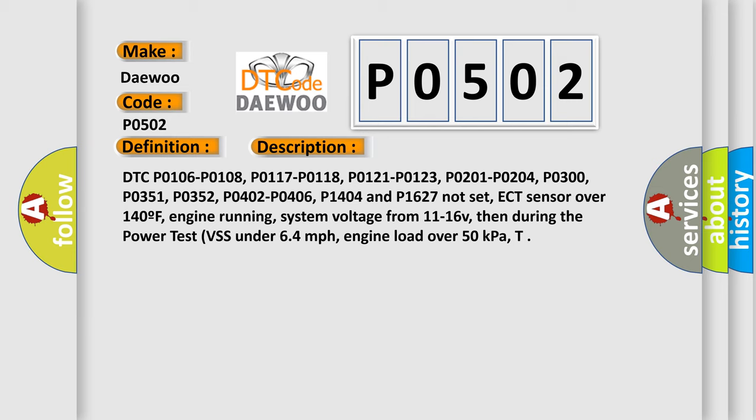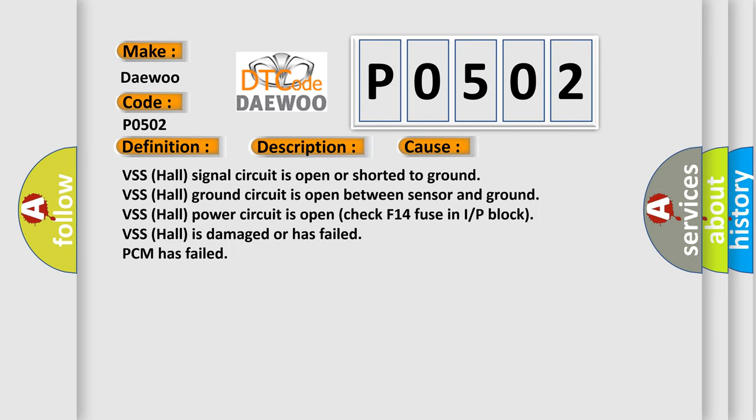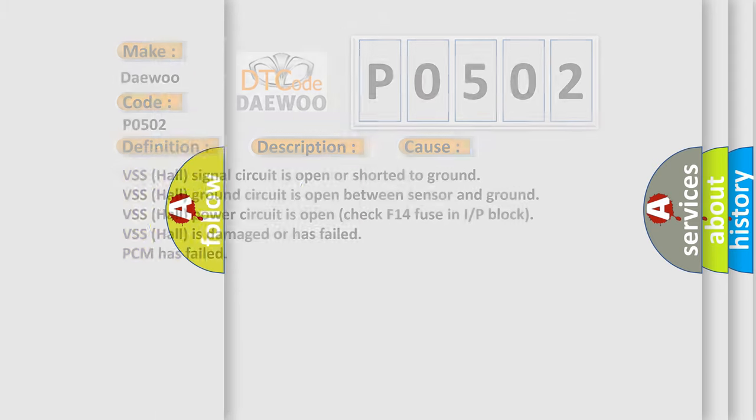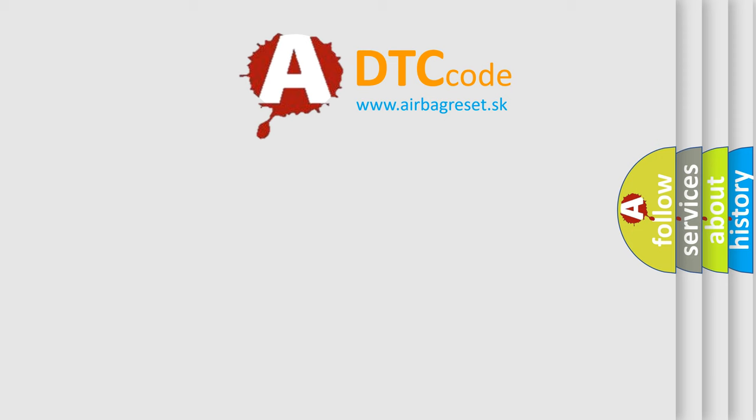This diagnostic error occurs most often in these cases. VSS Hall signal circuit is open or shorted to ground. VSS Hall ground circuit is open between sensor and ground. VSS Hall power circuit is open. Check F14 fuse in IP block. VSS Hall is damaged or has failed. PCM has failed.